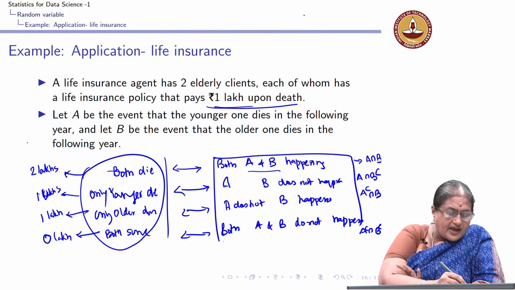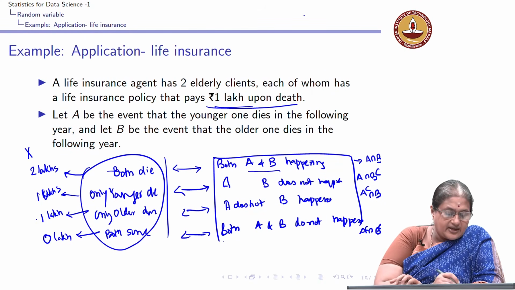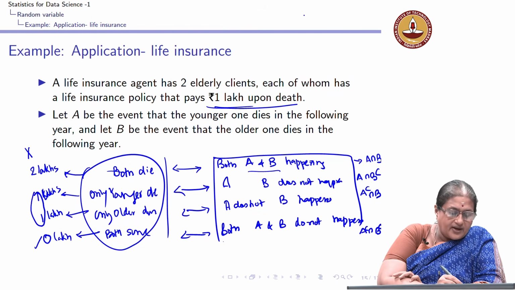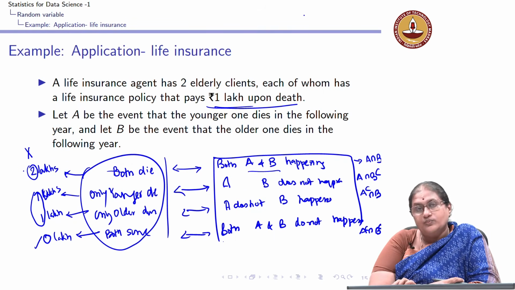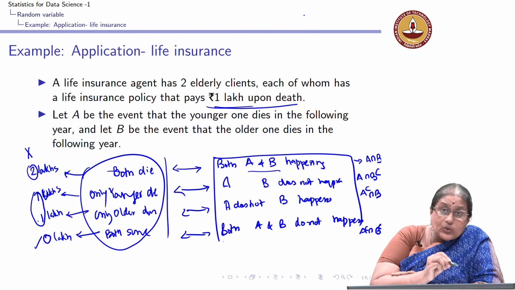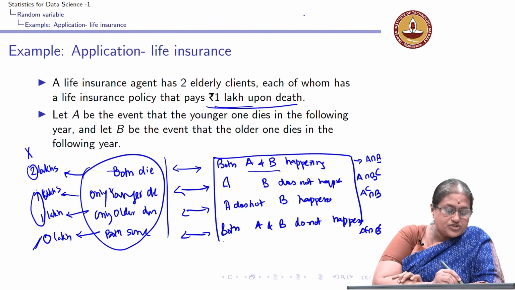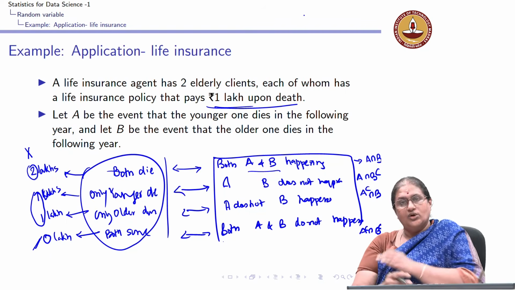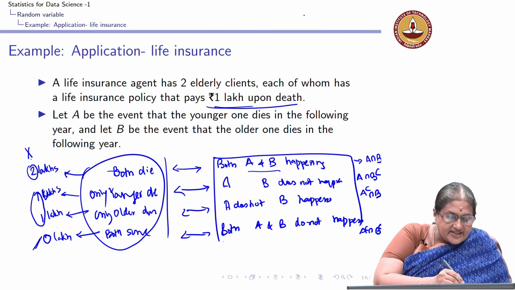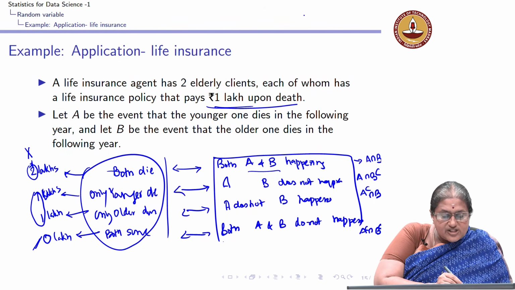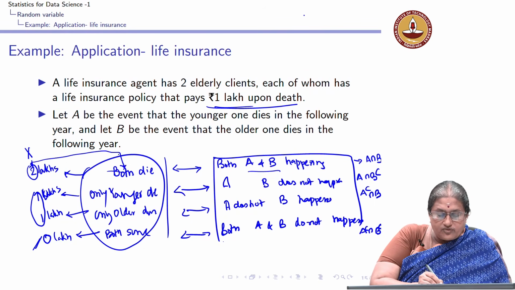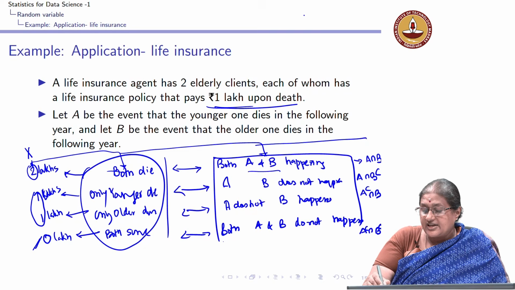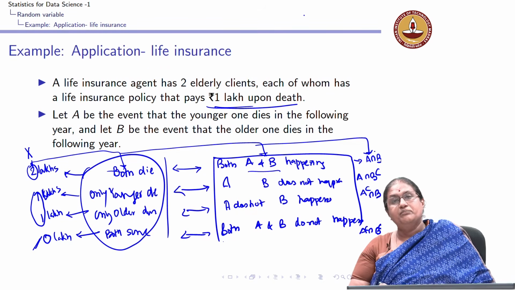If you look at the values X is taking, it is taking the value 0, the value 1, and the value 2. I repeat, X takes the value 0, 1, and 2. X taking the value 2 corresponds to the event that both of them die, which means both A and B happen, written as A intersection B.